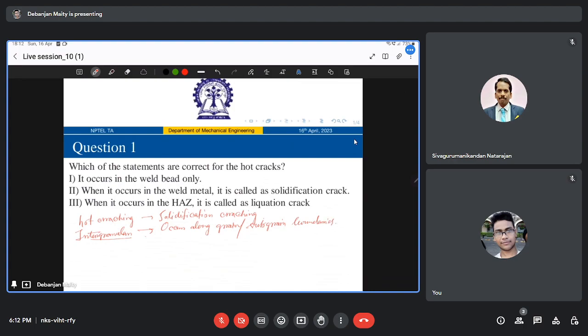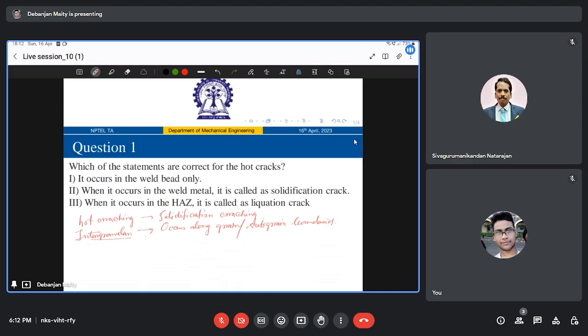What can be the other characteristics? It can also occur at the terminal stage of solidification, when there is shrinkage-induced strain from weld metal solidification or some kind of thermal contraction. And the severity of this kind of crack increases with both the degree of constraint or restraint on the weld, and also the thickness of the weld.